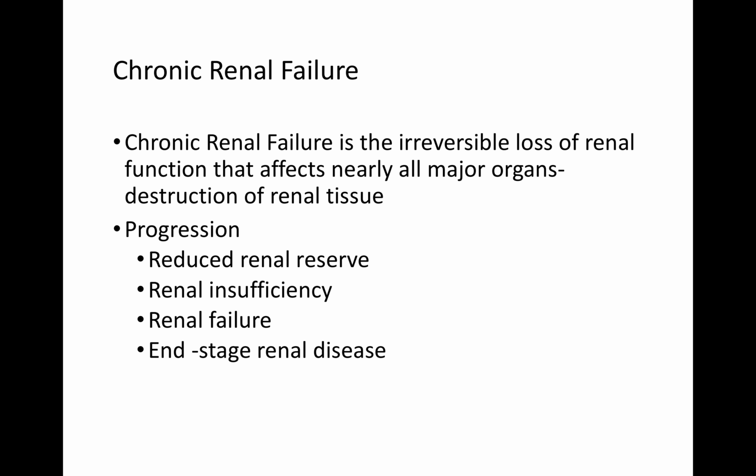Chronic renal failure is the irreversible loss of renal function that affects nearly all major organs and destruction of the renal tissue. This is if acute renal failure goes unchecked and unfixed. Progression: the nephron damage is progressive. Damaged nephrons can't function and don't recover. The kidneys can maintain relatively normal function until about 75% of the nephrons are non-functional. Isn't that amazing? I'm going to say that again. The kidneys can maintain relatively normal function until about 75% of the nephrons are non-functional.